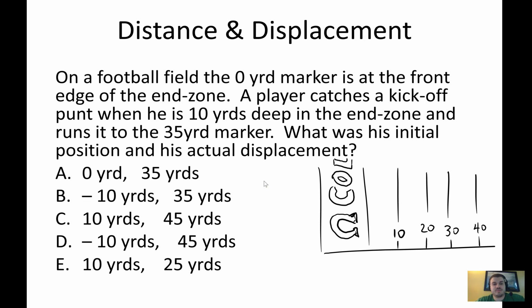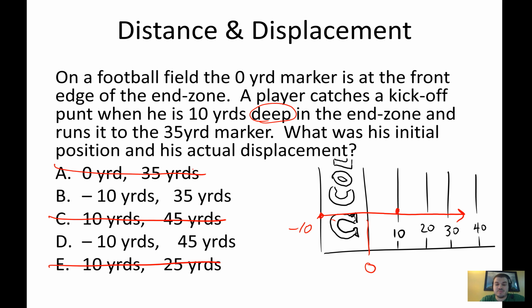Another example. So we start with the player at 10 yards, or is it? Careful reading, right? 10 yards deep, so this is 0, this would be at negative 10 yards, and then runs it to the 35-yard line. We're asked, what's the initial position? So it is not positive 10 yards. It is instead negative 10 yards.